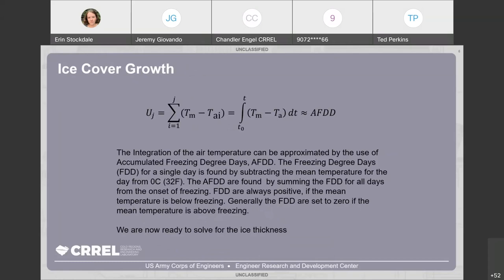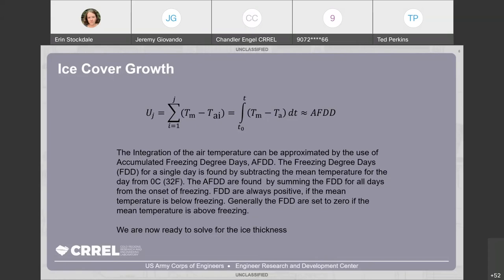So we can approximate the continuous integral of the time-dependent terms using a summation. So here we're doing that by taking the daily average temperature on the left side. We're going to adopt the term freezing degree day here. So for a given day, this is the average daily temperature subtracted from the freezing point, which is also the ice water interface temperature, 0 C, if you're using SI units, or 32 degrees F, obviously, if you're in Fahrenheit.